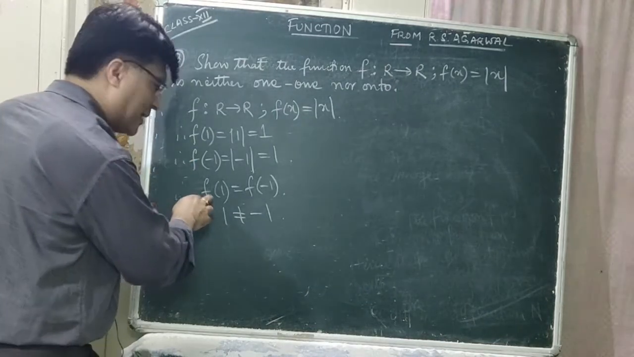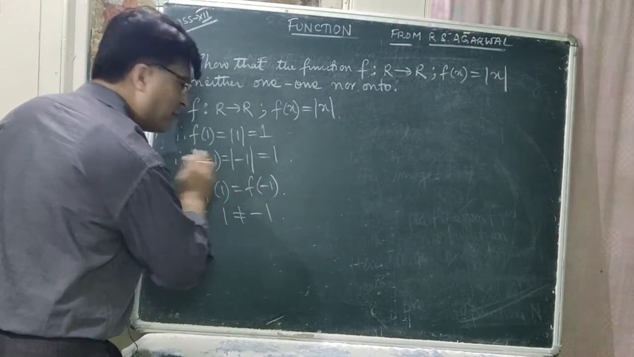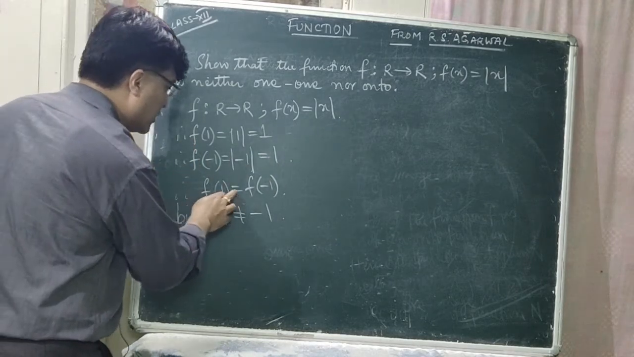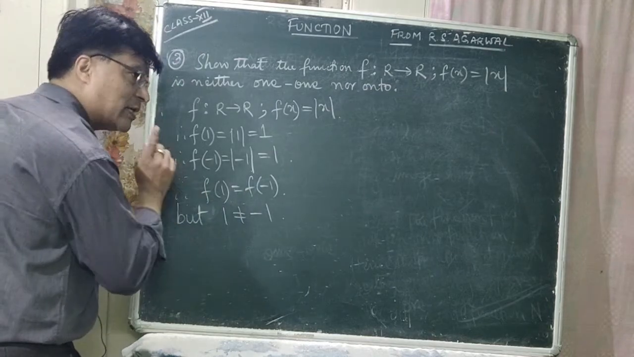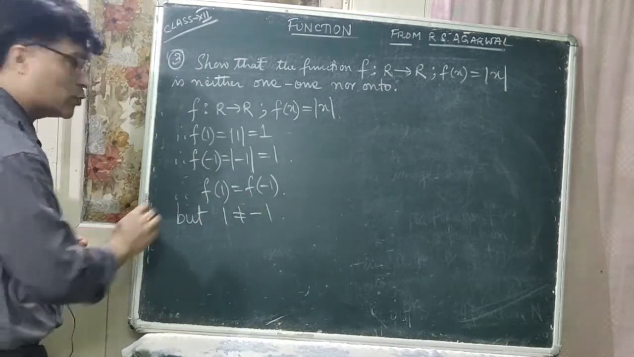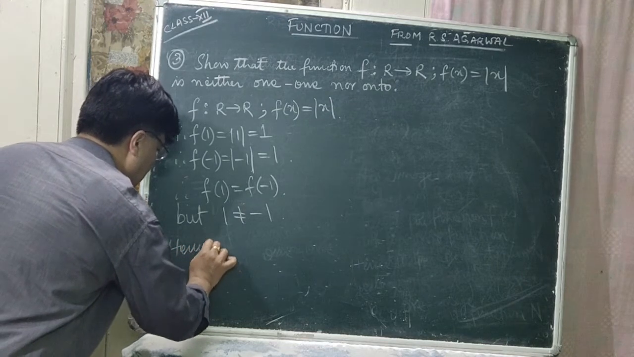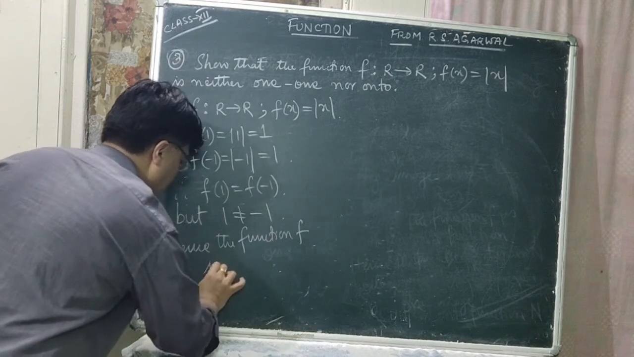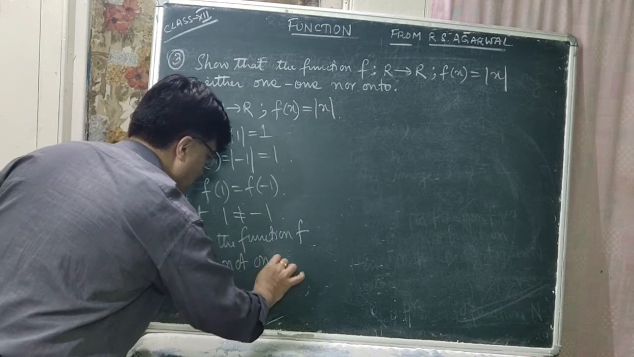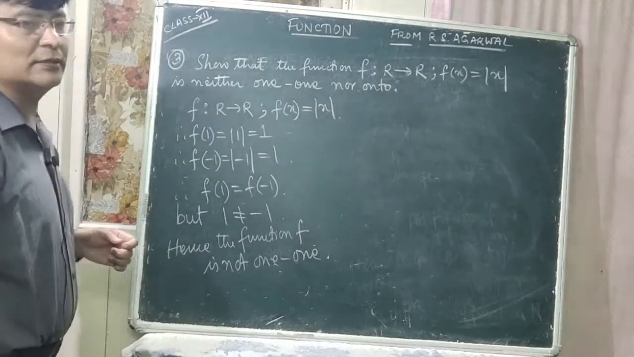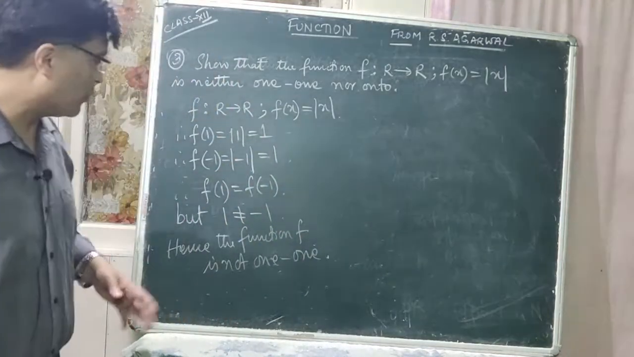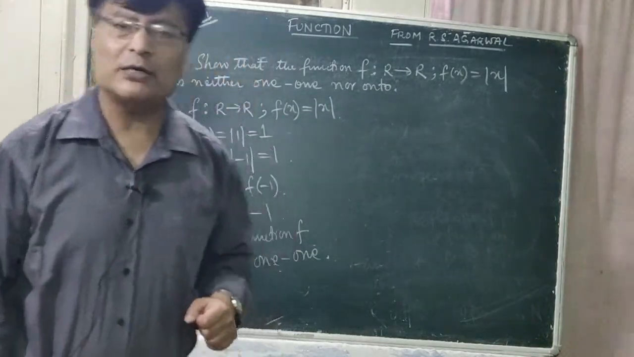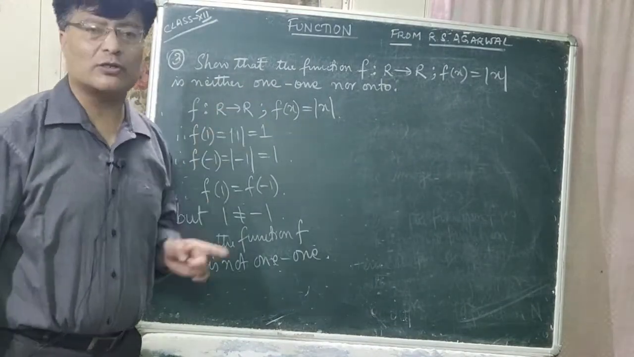Okay, also we have proved that if f of 1 is equal to f of minus 1, this 1 1 equal, that means this left hand side must be equal. So f of 1 is equal to f of minus 1. So in this case, but 1 not equal to minus 1. So hence the function f is not 1 1. So is that clear? So now we have proved here the function f is not 1 1. Now in the second part you have to prove that f is not onto function.